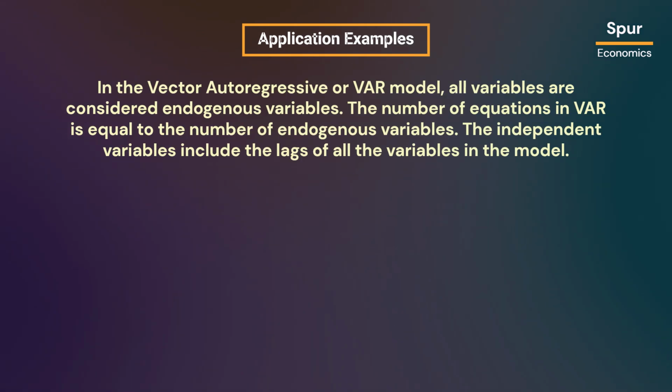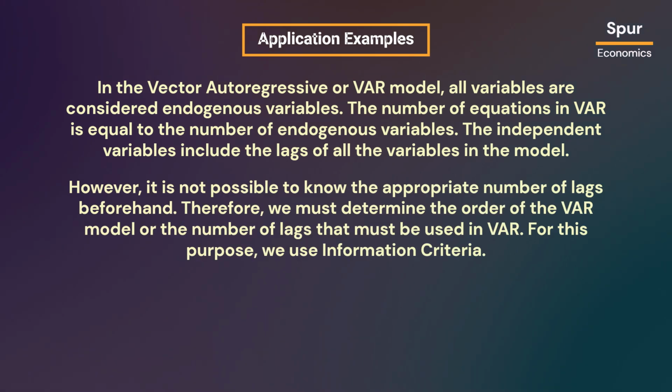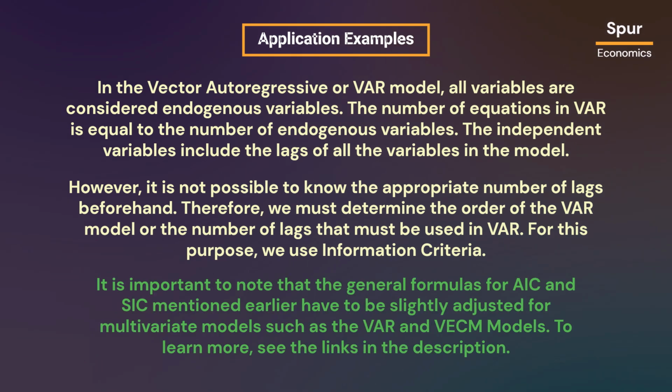In the vector autoregressive or VAR model, all variables are considered endogenous variables. The number of equations in VAR is equal to the number of variables. The independent variables include the lags of all the variables in the model. However, it is not possible to know the appropriate number of lags beforehand. Therefore, we must determine the order of the VAR model or the number of lags that must be used in VAR. For this purpose, we use information criteria. It is important to note that the general formulas for AIC and SIC mentioned earlier have to be slightly adjusted for multivariate models such as the VAR and VECM models. To learn more, see the links in the description.